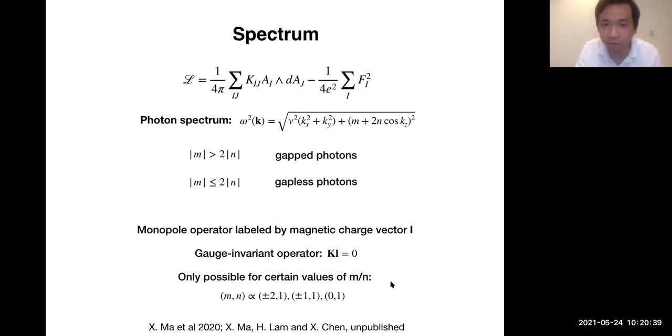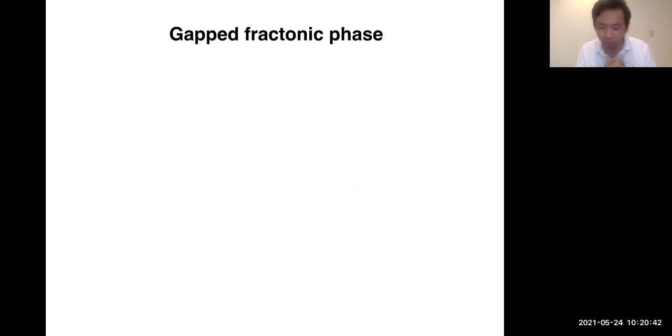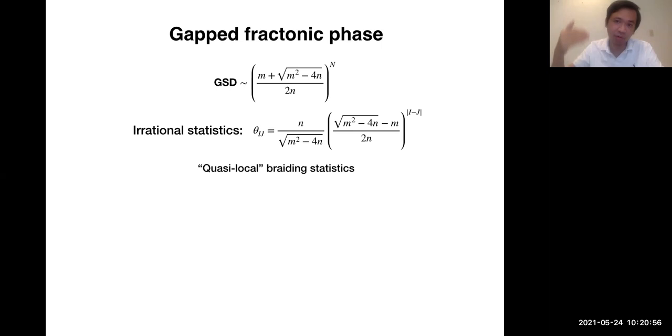So why are we interested in this theory? Well, one reason is that if we are in the gapped regime, then this represents an interesting, somewhat fracton phase, in the sense that the ground state degeneracy grows with the number of layers because you have all these Chern-Simons couplings, but the way that the ground state degeneracy grows is quite unconventional. When the number of layers is large, it grows as this function. And you see that with the general choice of m and n, the base of this power is going to be an irrational number.